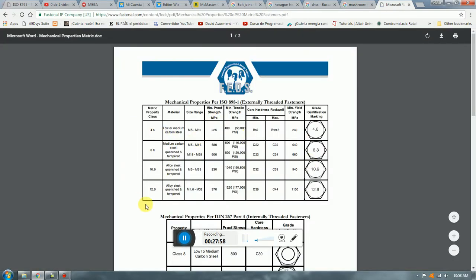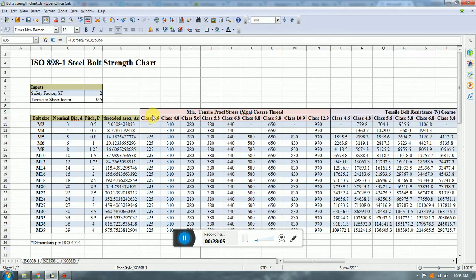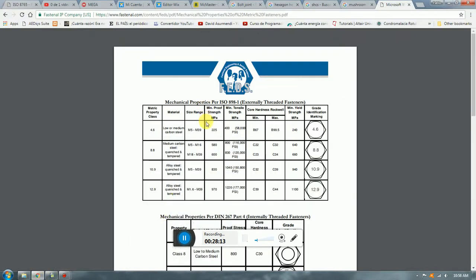Okay, there are other types of classes. There are more. In fact, there are all these types of classes for the 898-1: 4.6, 4.8, 5.6, 5.8, 6.8, whatever. You're gonna get the tensile strength, minimum proof strength, and then sometimes the yield too. In this case, megapascals. The size range and the type of material is gonna be low carbon steel, medium carbon, quenched, alloy steel, and the hardness too, and all of this is gonna be marked as a grade.